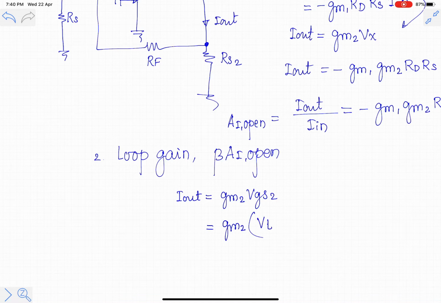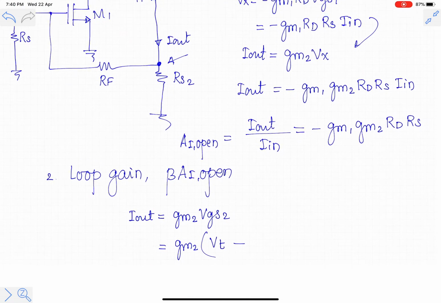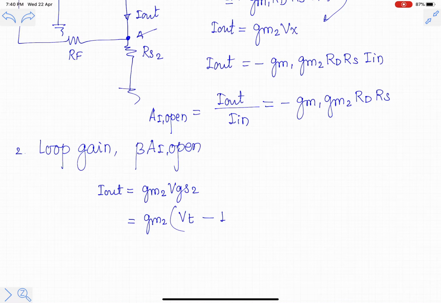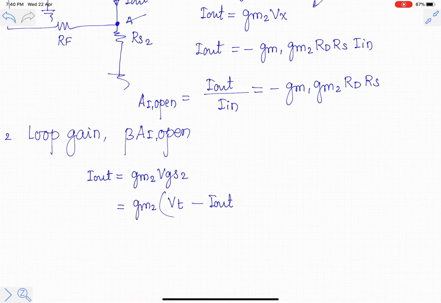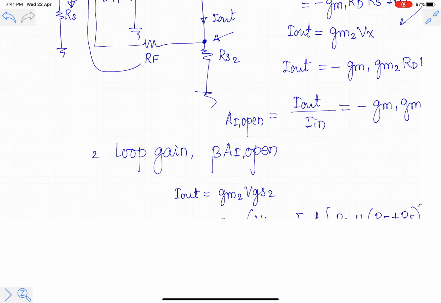VGS2 is Vt minus the voltage at this point. The voltage at this point will be equal to I out into the resistance, which is RS2 parallel RF plus RS. You should observe that RF and RS are in series. The same current will flow through this because no current goes in this direction.